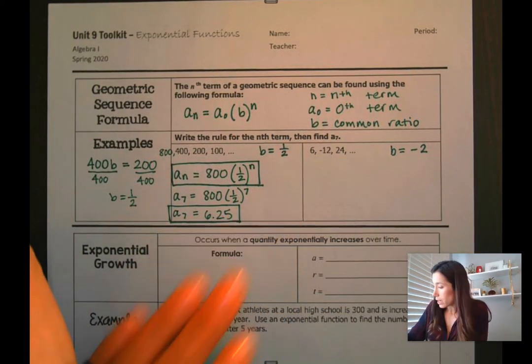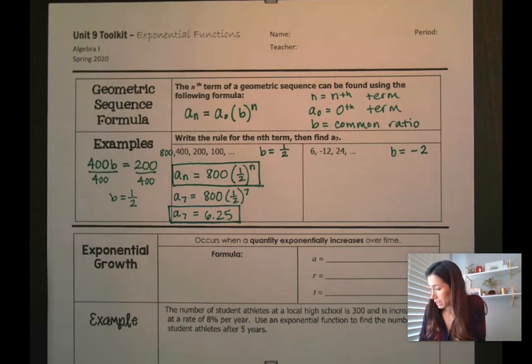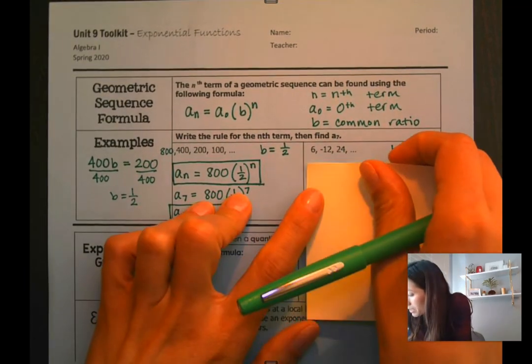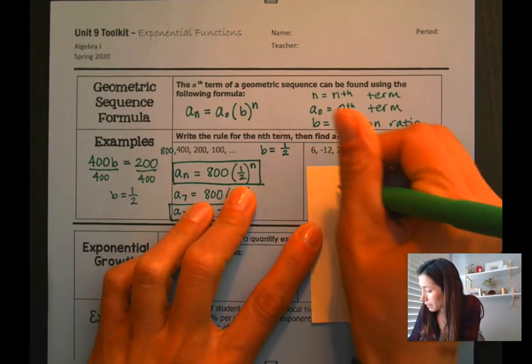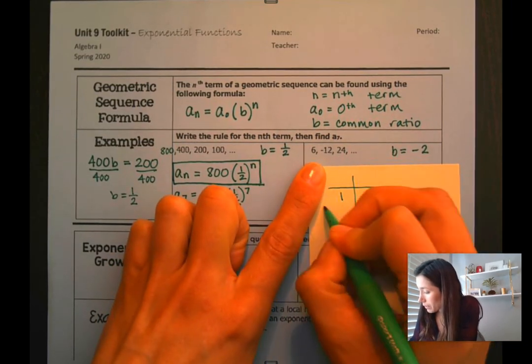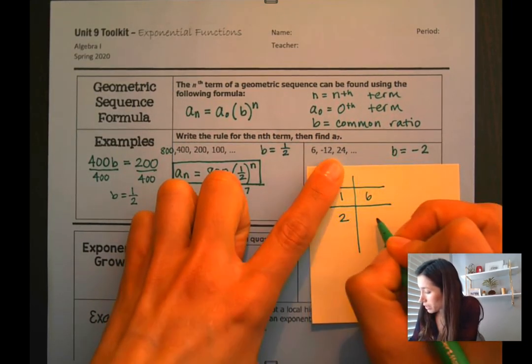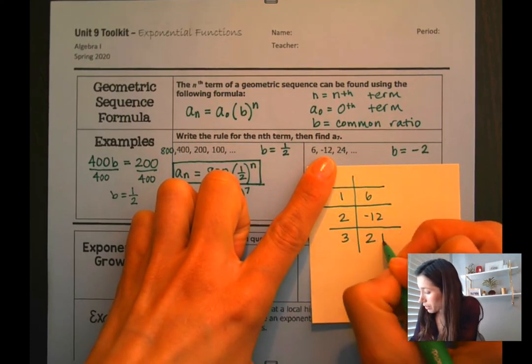So let's just write out our formula for this. Oh, we need our 0th term. And let's go ahead. I'm just going to make a little table here off to the side, kind of like we did earlier. So our first term is 6. Our second term is -12. Our third term is 24.